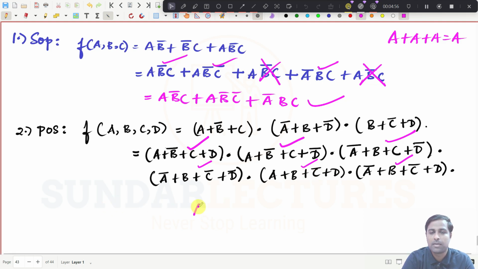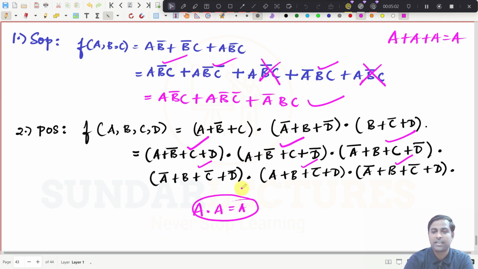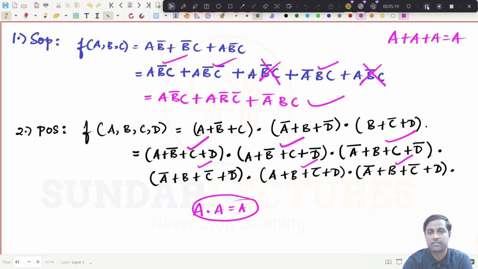Because what is the procedure? A dot A will be equal to what? A. That is the law we have seen already, right? So this is how you need to convert. Shortcut method: just put one term, and if any term is missing, then put plus D and dot, write the same term plus put the D bar and whatever is missing here. So this is very simple to understand, right? So you can do this.